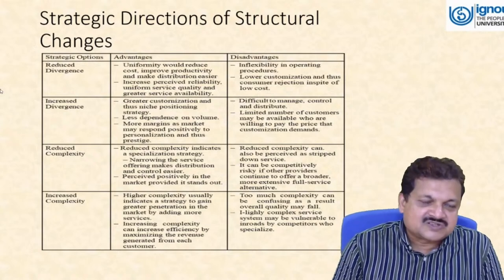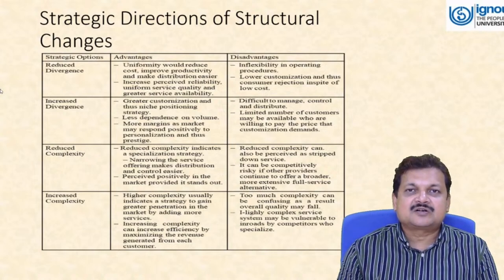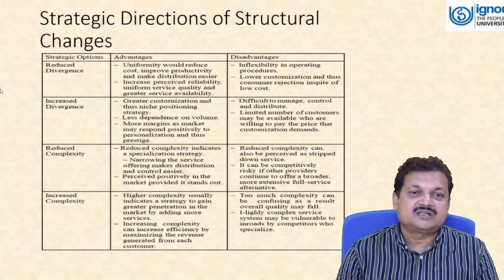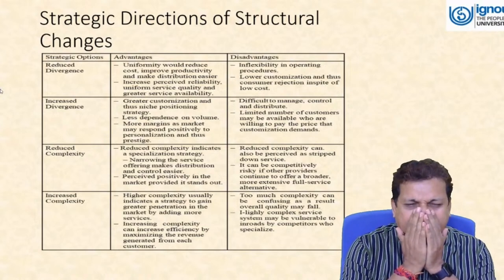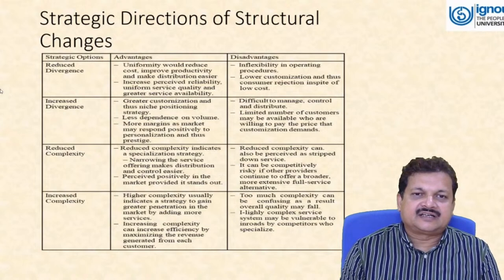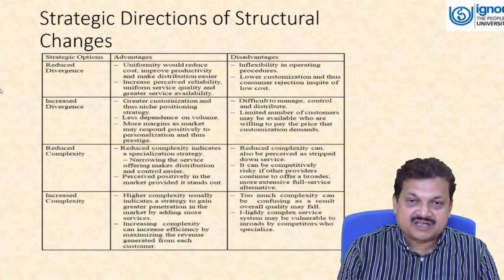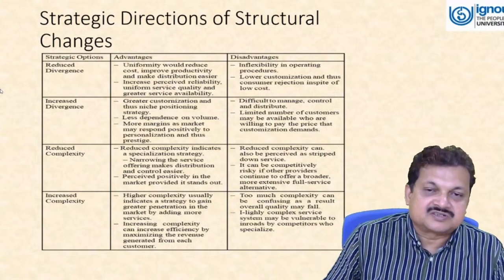Now in the case of complexity, we find that reduced complexity indicates a specialized strategy, narrowing the service. Less complexity means it is easier for the marketer to convey this information or give this particular service to the clients, and clients also find it easier to understand. They can get this particular service very easily. The complexity is not much to explain or to give, and the customer may not be confused about the service he is getting.